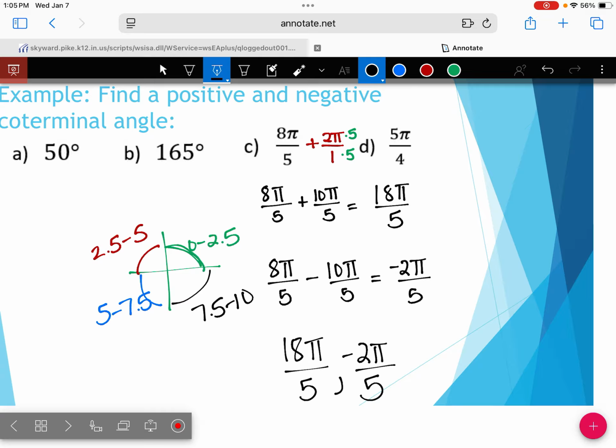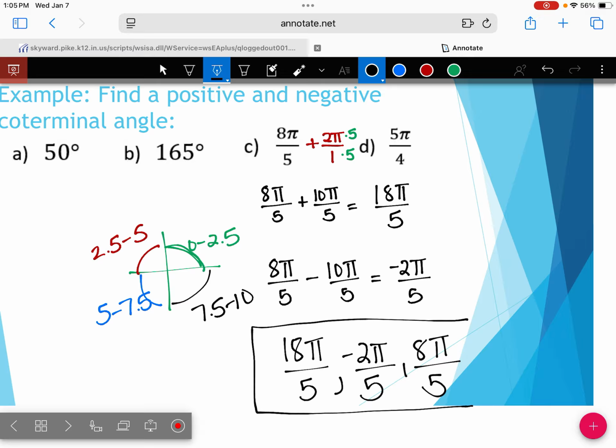We are in quadrant 4. These three angles are all in the same place. All right, let's do question D, and then we're going to start building our unit circle.